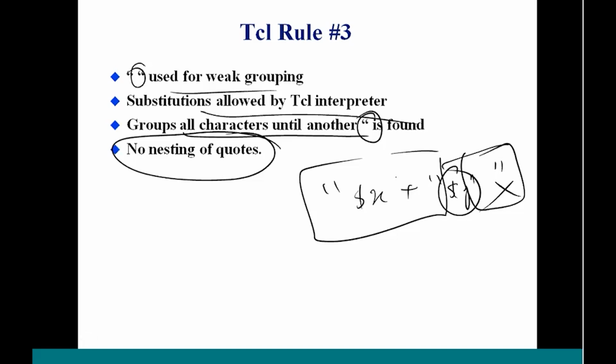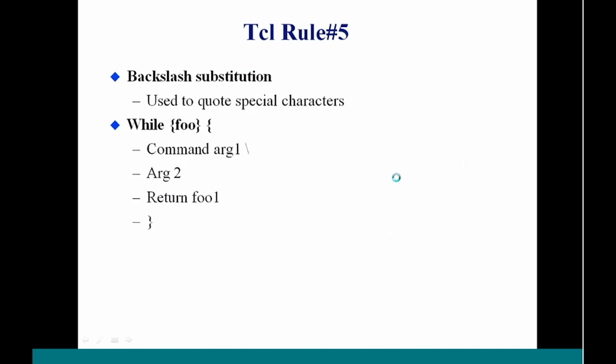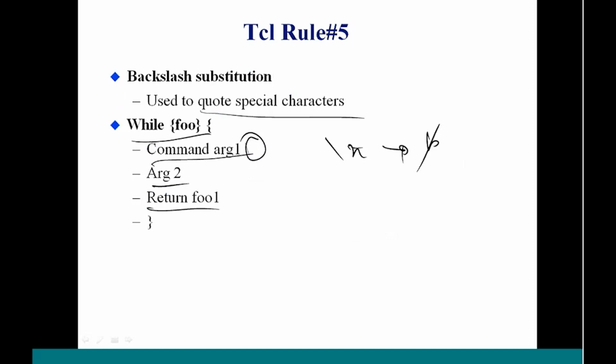Now let's look at the next rule. The next rule is the backslash substitution. This is used to quote special characters essentially. Here you can see one interesting program. While foo, you have a command arg1, arg2, return, and here you see that the new line is escaped with this backslash and then the new line. So what do you think will happen? When it executes this command, the backslash and the new line is replaced with just a blank space.